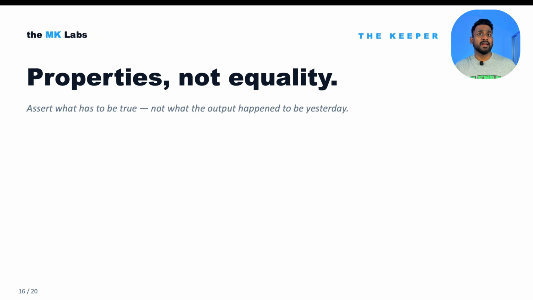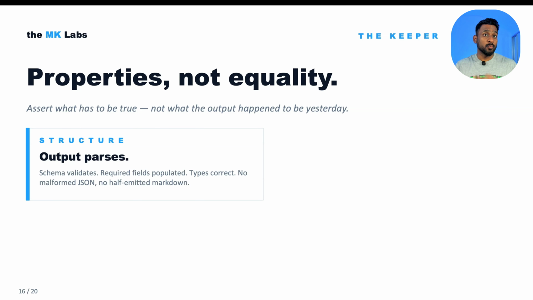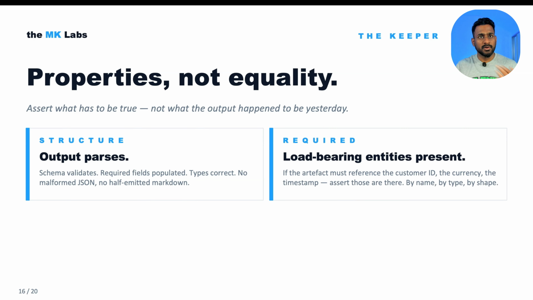Here's the keeper for anti-pattern 3, right? Properties, not equality. Assert what has to be true, not what output happened to be yesterday. First, structure. Output parses, schema validates, required fields populated, types correct, no malformed JSON, no half-emitted markdown. Required entities. Load-bearing entities must be present if the artifact must reference customer ID, currency, timestamp, any metadata. Assert those by name, not by type and shape.